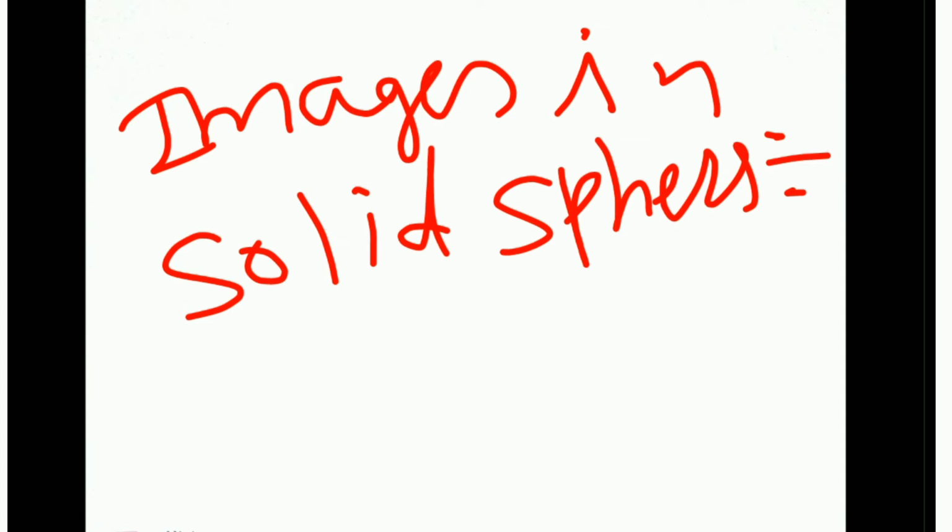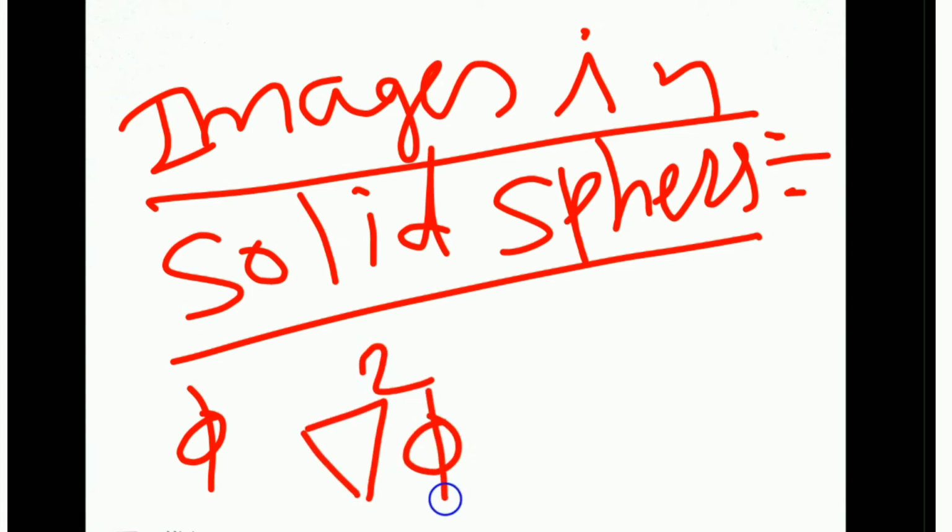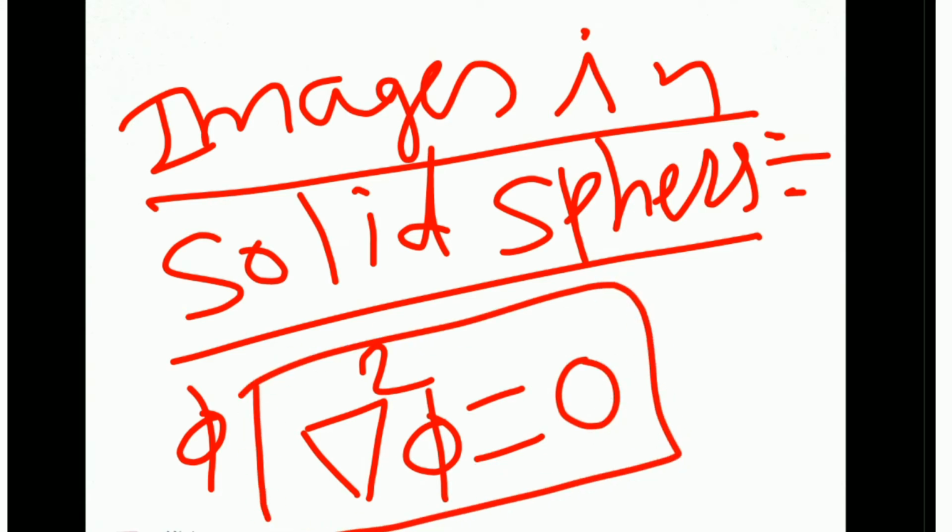Now, before taking this images in solid spheres article, we'll take the definition of a harmonic function. A function phi is said to be harmonic if and only if it satisfies the Laplace equation, and that Laplace equation is del square phi is equal to 0. If this is satisfied, then the function is harmonic.